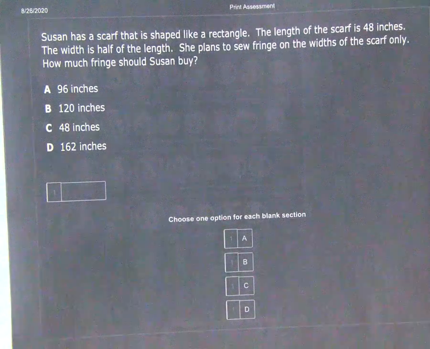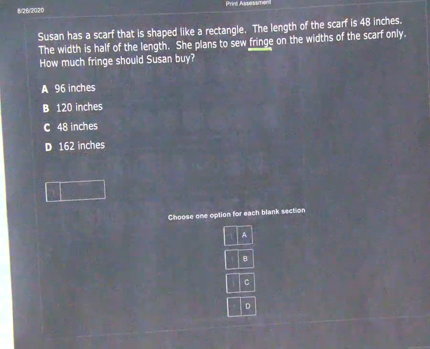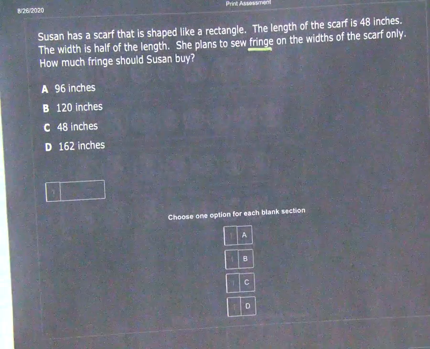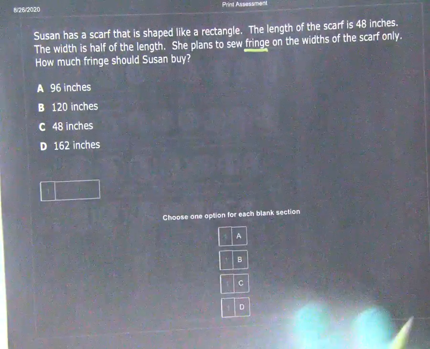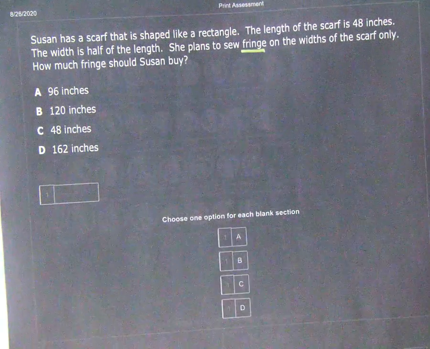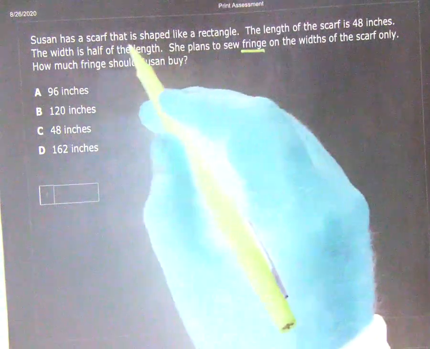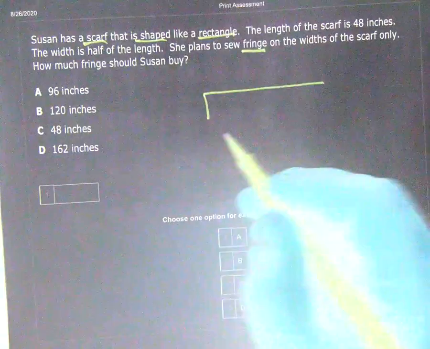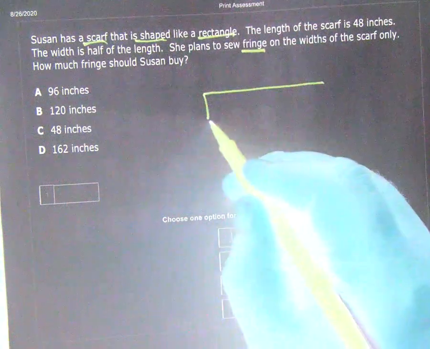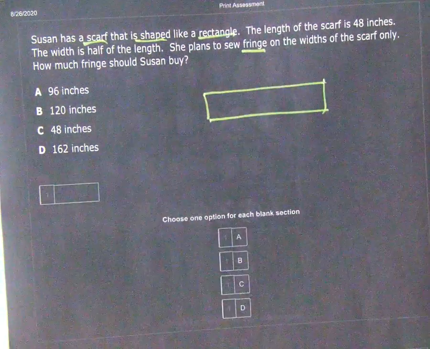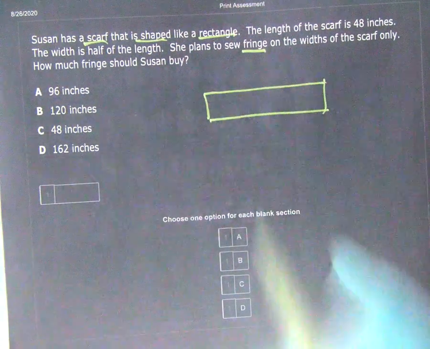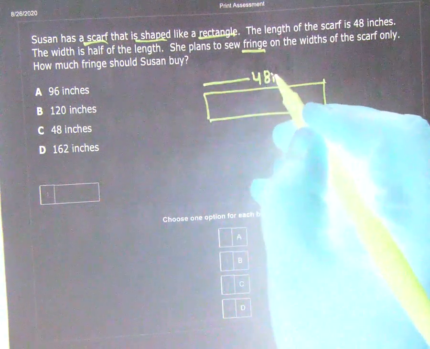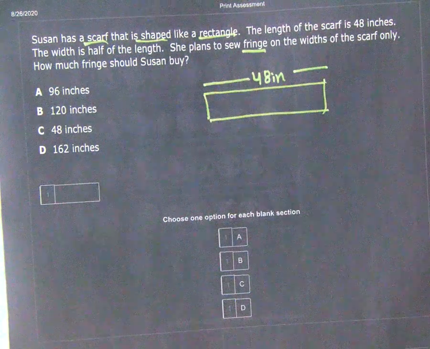If you don't know what this word means, fringe, it's like the little stringy things at the end of a scarf, or sometimes at the end of a blanket, like little squiggly little strings. So I'm just going to do what it tells me to do here. I'm going to follow exactly what it says. She has a scarf that's shaped like a rectangle. Okay. So it's going to be something like this. It's a rectangle. The length of the scarf is 48 inches. 48 inches. That's the length of the scarf.